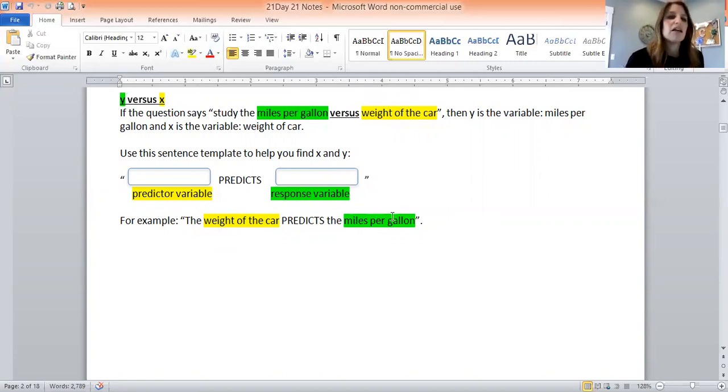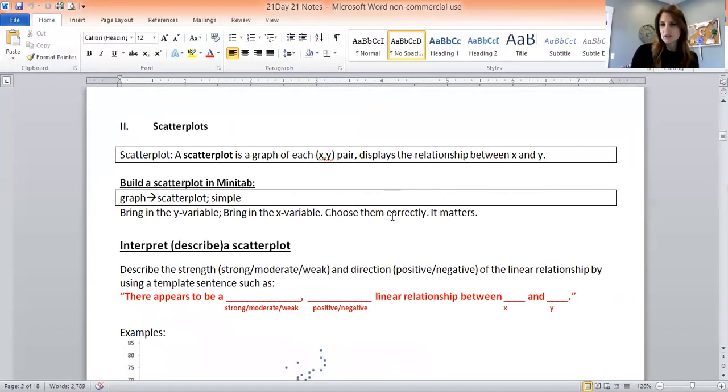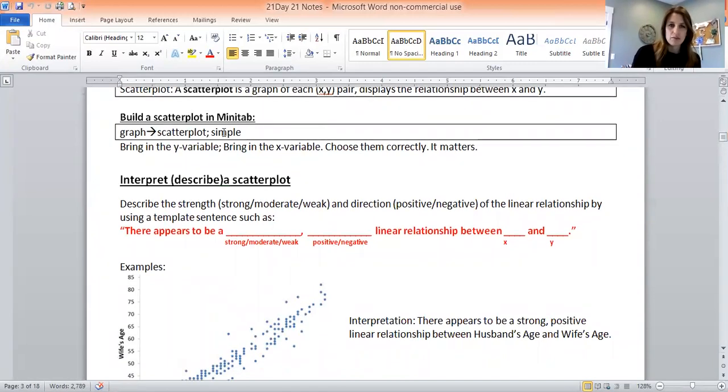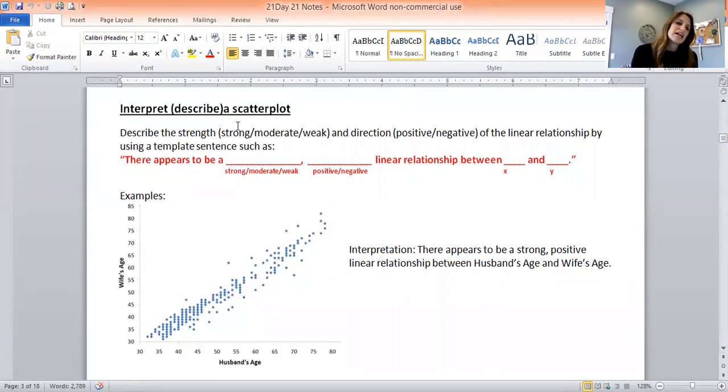Once we have that, then here we can get a visual. Of course, that's a little graph, and that's called my scatter plot. What a scatter plot does is a graph of each XY point or pair, and it displays the relationship between X and Y. So you can actually get a good visual of what's going on with my data set just from looking at this. Right here I have some directions for getting my scatter plot, which we're going to do when we look at an example together, but we can interpret the scatter plot.